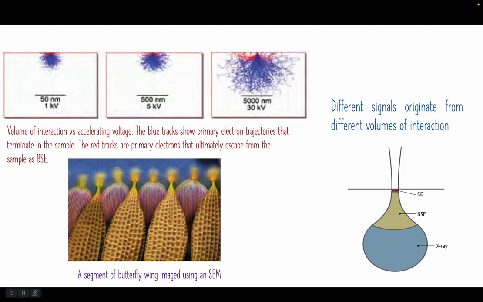Different signals originate from different volumes of interaction. Backscattered electrons come from deeper regions of the sample. They are reflected back after elastic interactions between the beam and sample. Secondary electrons, however, originate from the atoms of the sample, particularly from surface regions. SE imaging can provide more detailed surface information. Backscattered electrons show high sensitivity to differences in atomic number. The higher the atomic number, the brighter the material appears in the image.